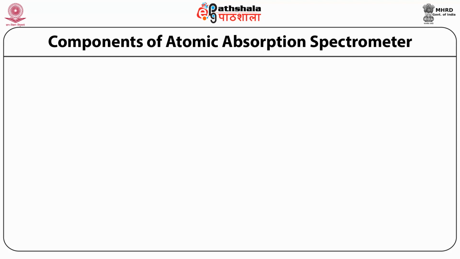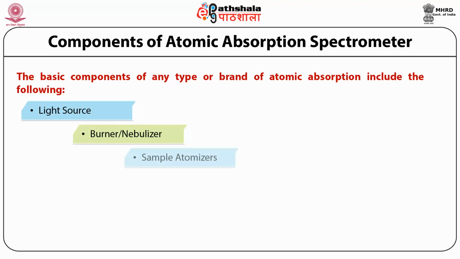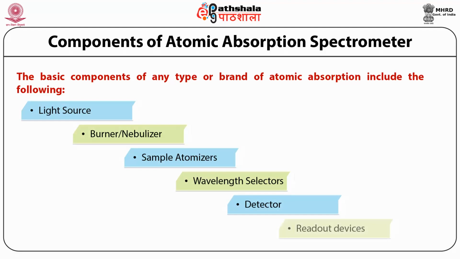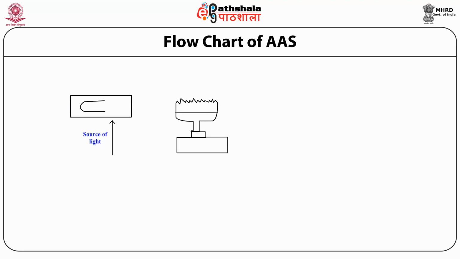The components of atomic absorption spectrometer. The basic components of any type of atomic absorption spectrometer include light source, burner or nebulizer, sample atomizer, wavelength selector, a detector, and readout device. This figure shows you a schematic flow chart of atomic absorption spectrometer.